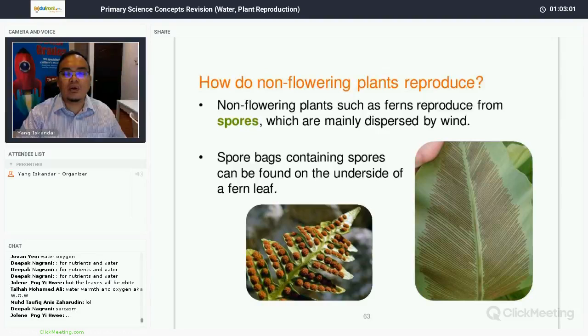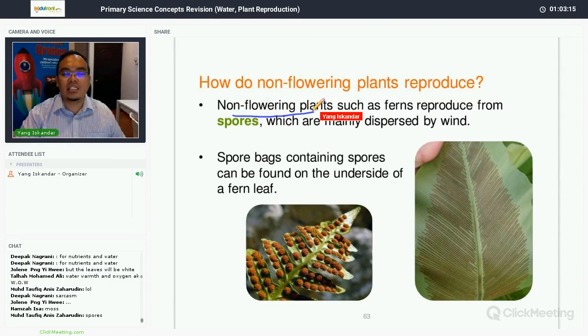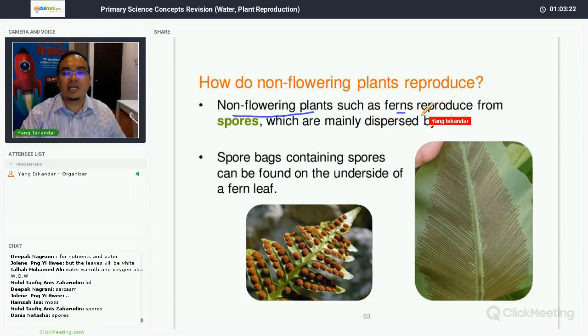And lastly, we know that there are some plants with no flowers, for example ferns and fungi. They have no flowers, so we call these non-flowering plants, such as ferns and fungi. Ferns reproduce from spores, which are mainly dispersed by wind. Spore bags contain spores, which can be found usually on the underside of the fern leaf.